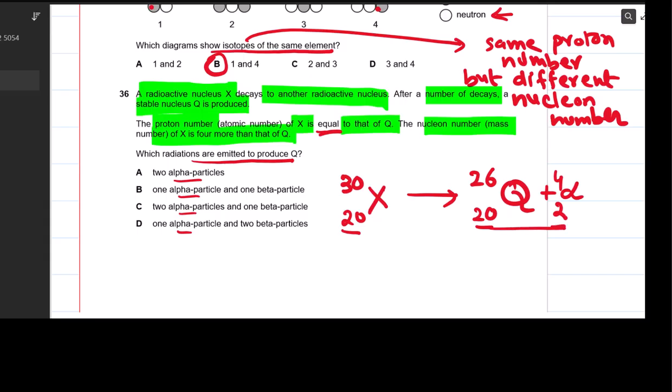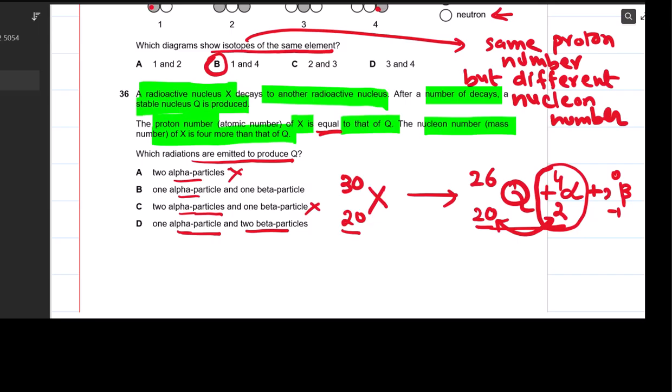We say two alpha particles are not possible, so one alpha particle and one beta. Beta is having -1, so still it is not balanced. Two alpha are not possible because the proton number is already getting increased by one. So one alpha particle and two beta is possible, two beta, yes.